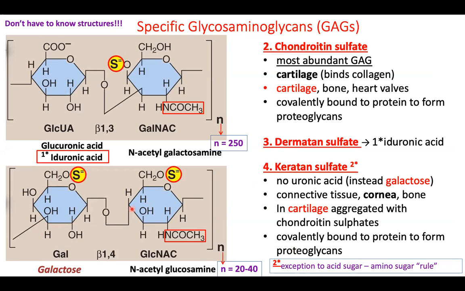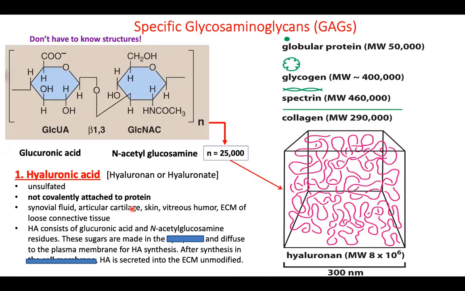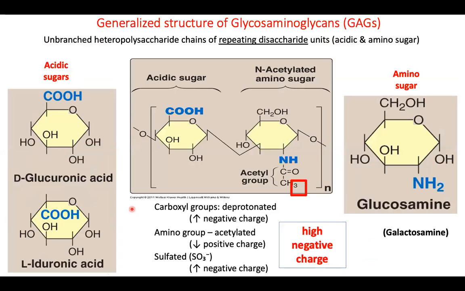Can you repeat? Okay, so just remember that earlier on in this presentation, I told you that GAGs are always made up of an acidic sugar plus an N-acetylated amino sugar, right? I told you that that's always a component of the GAGs. Keratan sulfate is a specific GAG that is an exception to this, because it does not have an acidic sugar. Instead of an acidic sugar, it has galactose.